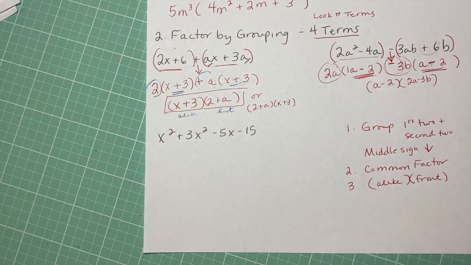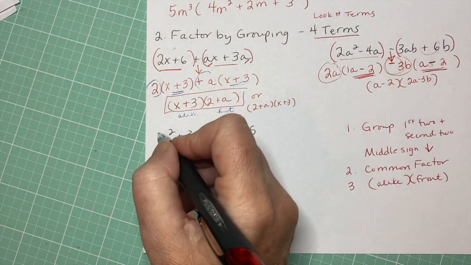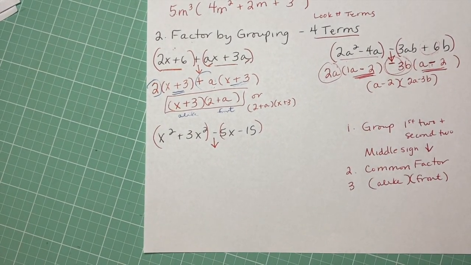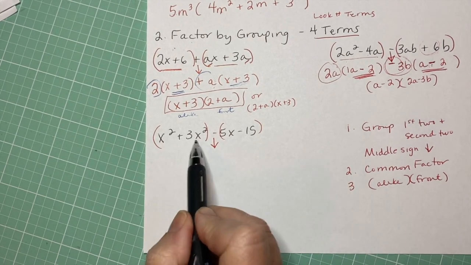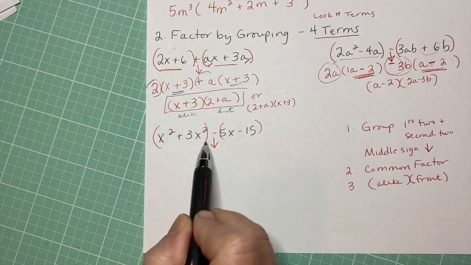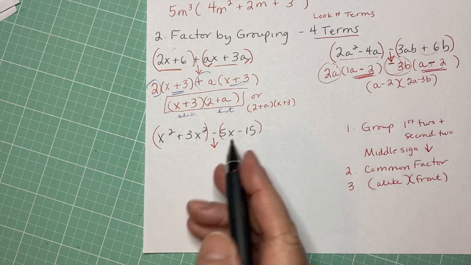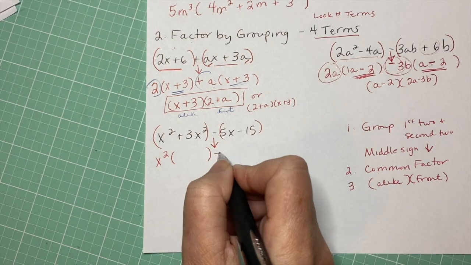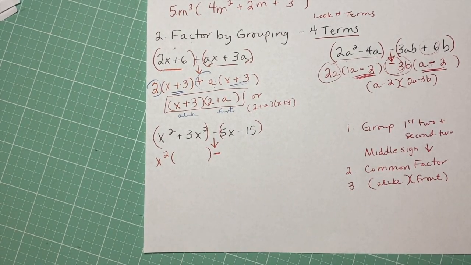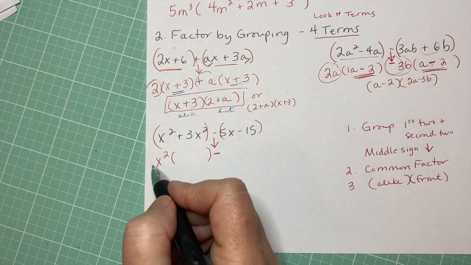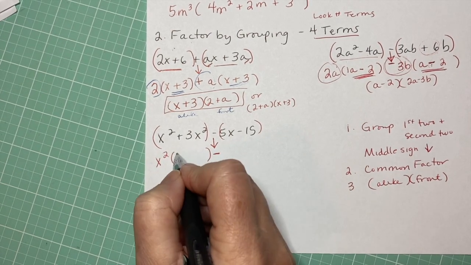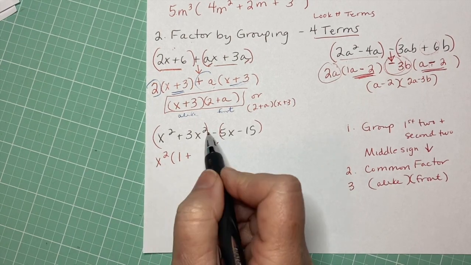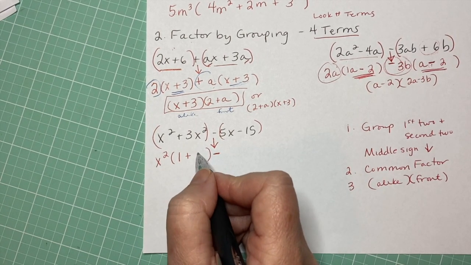Okay, let's do one more example. Again, it's 4 terms, so we're going to group the first 2, the last 2, the middle sign comes down. We're going to look at the common factor for the first parentheses. They don't both have a number, so I don't have to take out a number, but they do both have an x squared. So I'm going to factor out, whoops, I didn't bring my middle sign down. We're going to factor out an x squared. So do you see everything cancels here? So we have to hold the place with a 1, and then we have a plus, and then 3x squared, the x squared would cancel, leaving me a 3.